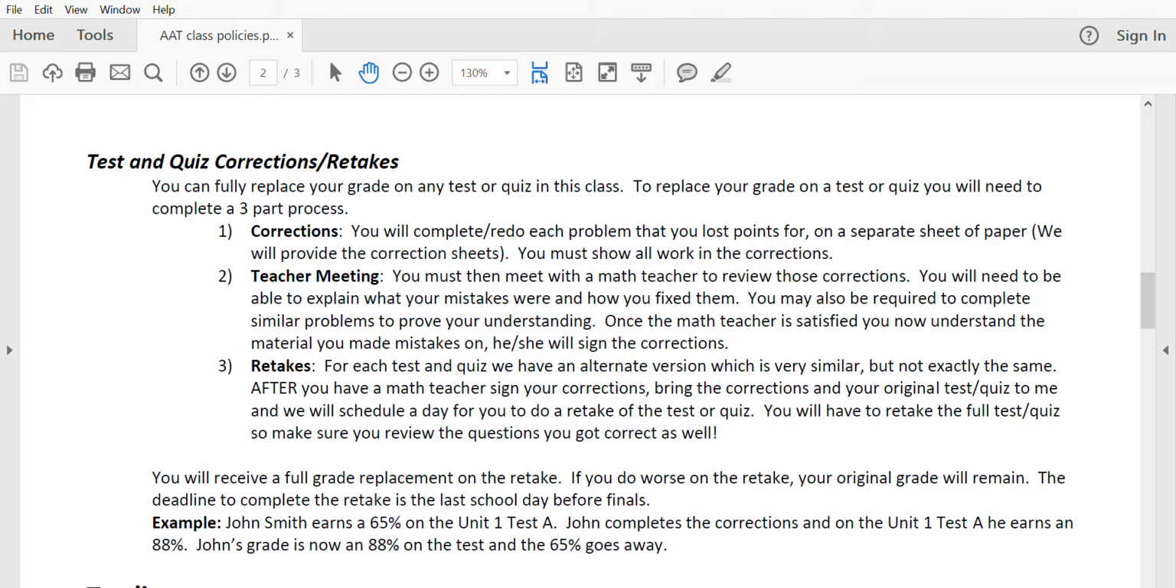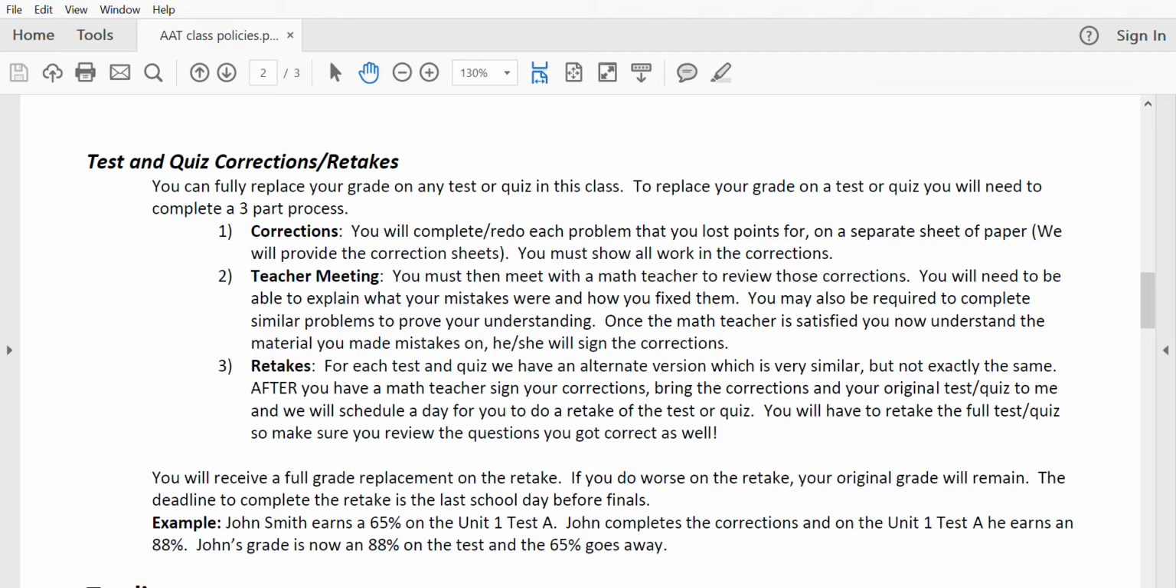It can be me, it can be a teacher in the MARC, it can be a teacher that has the same free period as you that you've had in past years that you really work well with. I do not care who it is, as long as it is a math teacher that works at Grayslake Central High School. That math teacher will look over your corrections, will maybe ask you some questions, ask you to work on some similar problems, and when they are satisfied that you understand what you're doing, they're going to sign off on your corrections.